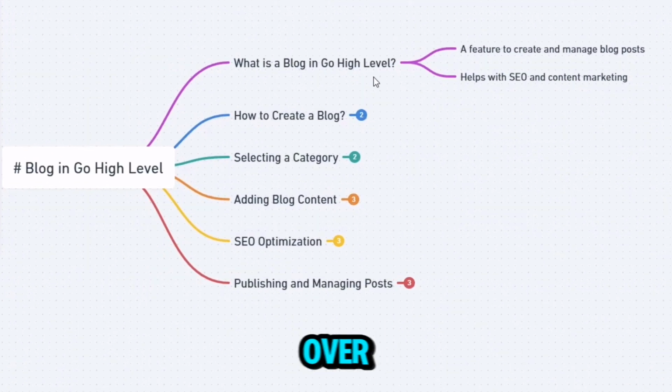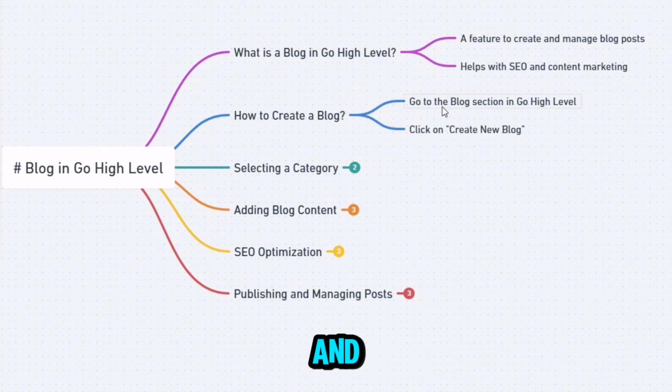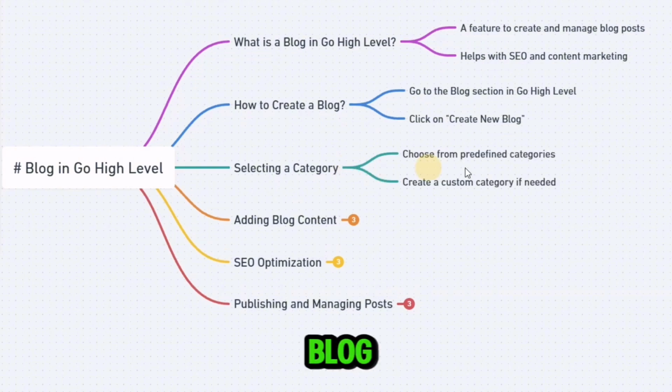And for example, what is a blog in Go High Level? It's a feature to create and manage your blog posts, which helps with your SEO content and marketing. And here, you go to the blog section. I will explain it practically as well, so that's just the theory. Go to the blog section in Go High Level, click on create new blog, and I will choose predefined categories and create custom categories as well.